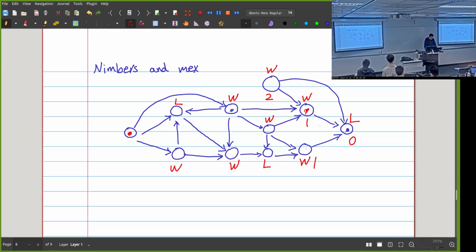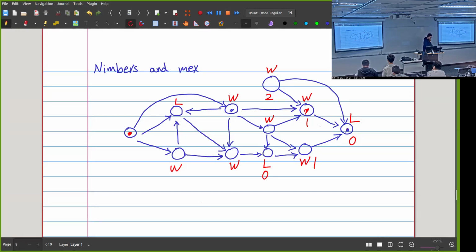But here's the thing. Let's look at it from the point of winning or losing. This is a losing vertex, right? And the only losing number in NIM is 0. So it makes sense to assign 0 to this vertex, actually. Generally, I want to assign 0 to all of my losing vertices, because that's the only number in NIM that causes a loss. So I'm going to assign 0 to this.